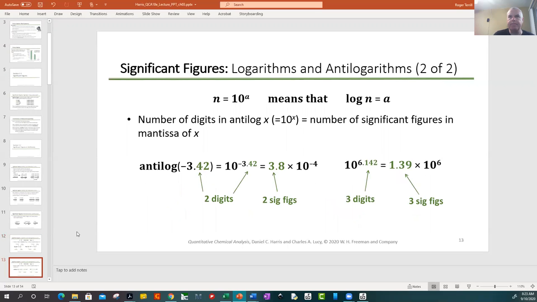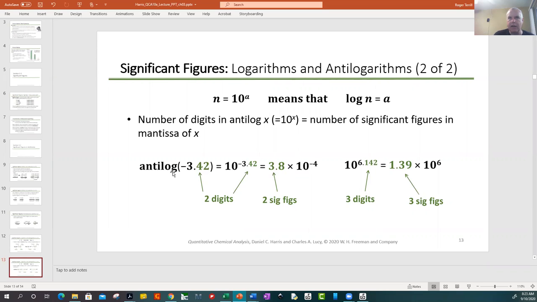So that means that if you can take the log, sometimes you have to take the anti-log, which means raising 10 to that power, right? So let's say you want to take the anti-log of minus 3.42, right? Well, it turns out that the minus 3 here is not going to be significant. It's going to go into the exponent here.